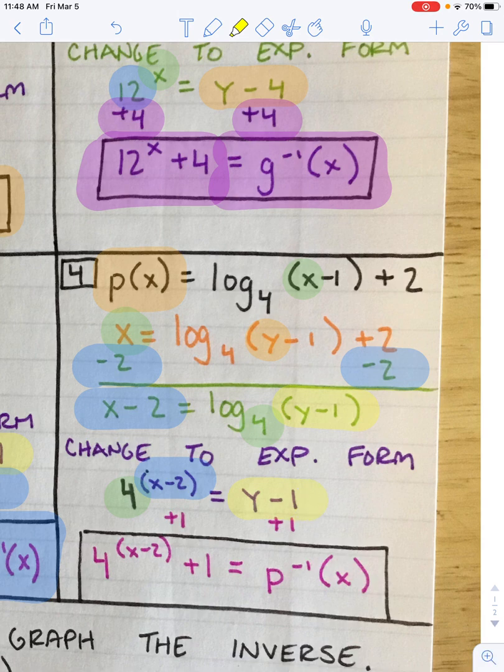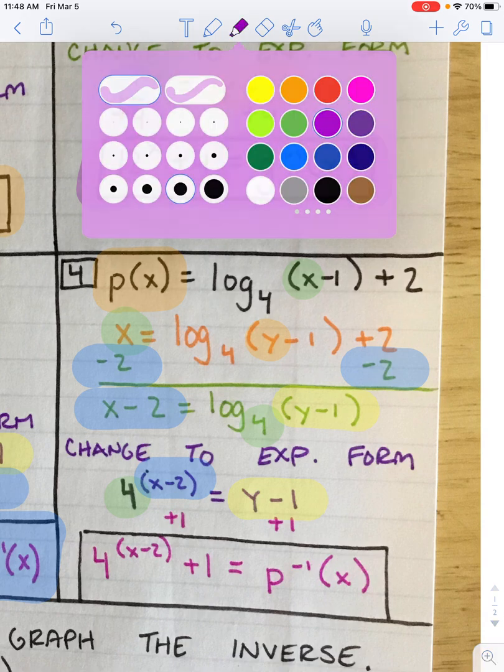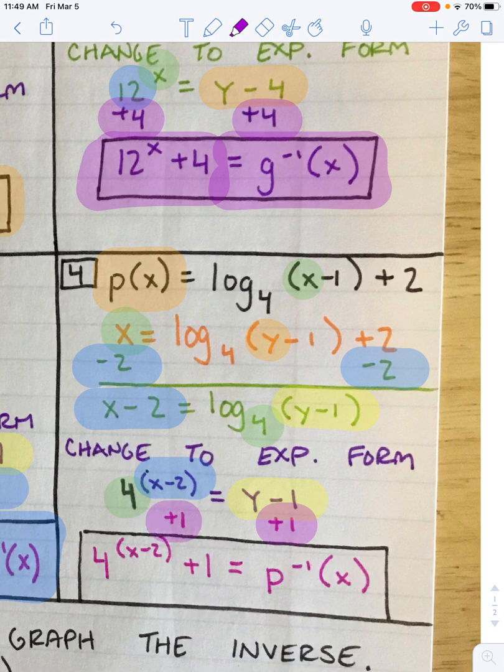So now we have to solve for y. What do we do? If we have y minus 1, we get rid of that minus 1 by adding 1 to both sides. So we leave that 4 raised to the x minus 2 plus 1 is equal to, it was originally p of x, so we change it to the p inverse of x. And that is our inverse function there.